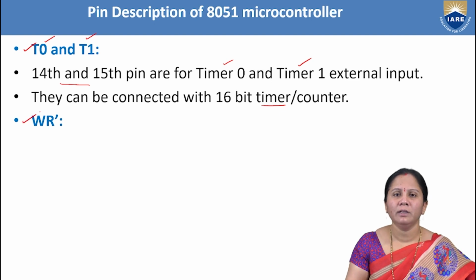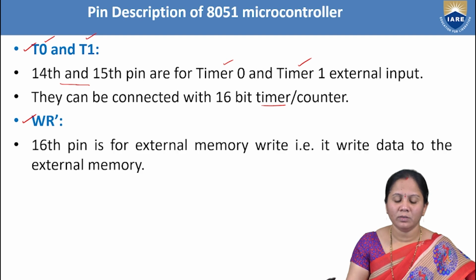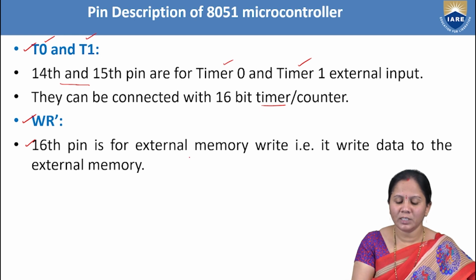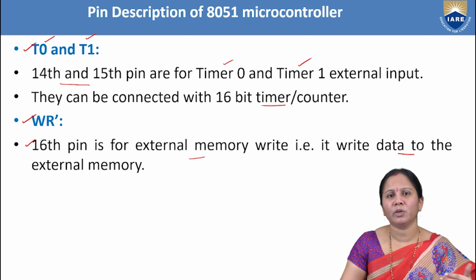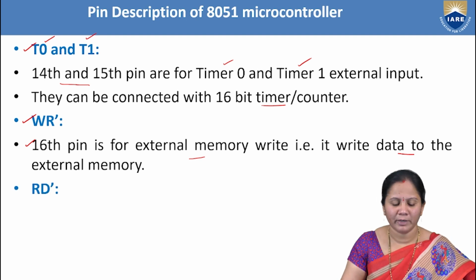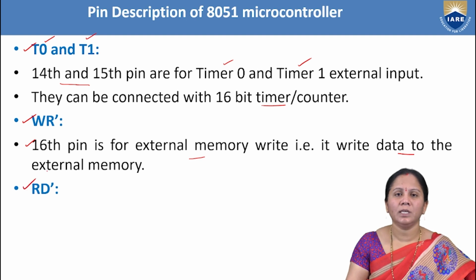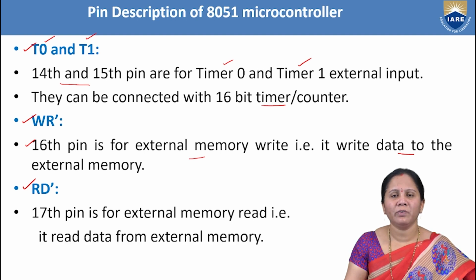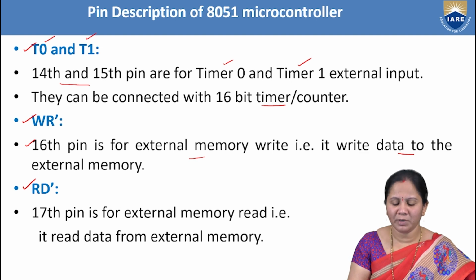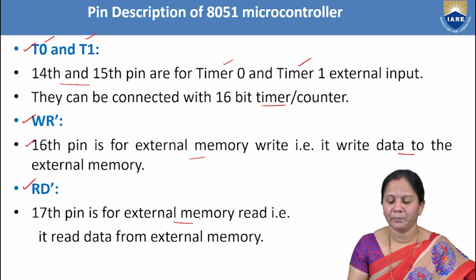And WR bar is the write operation. This is the 16th pin of the 8051 microcontroller. Using this pin, the 8051 microcontroller can write data to the external memory. And another control signal is RD bar. It is also an active low signal. RD stands for read. Using this signal only, the 8051 microcontroller is going to read the information from the external memory.